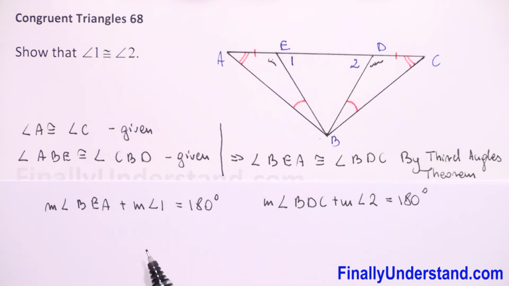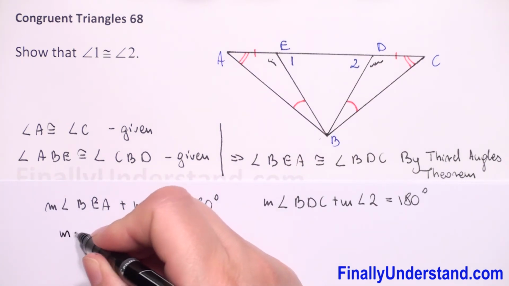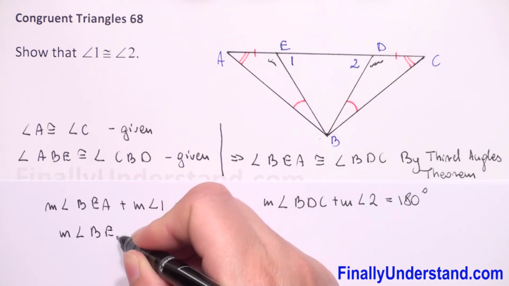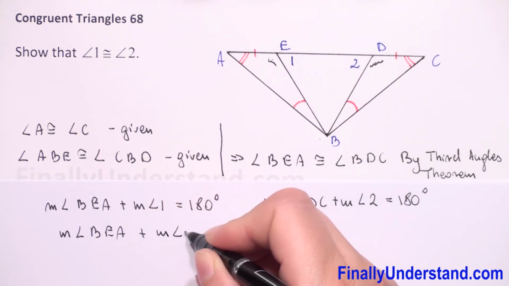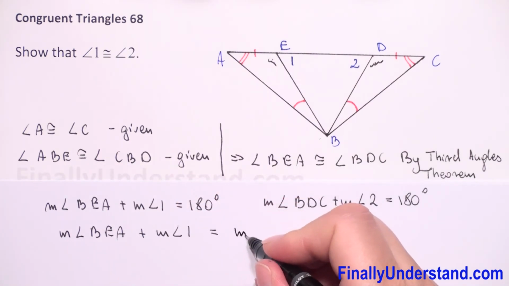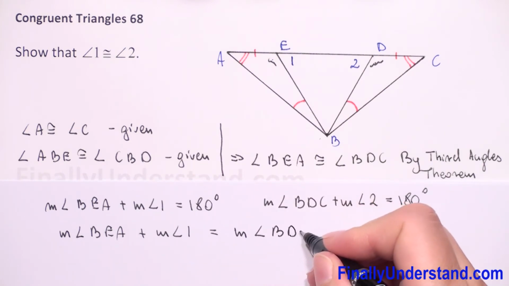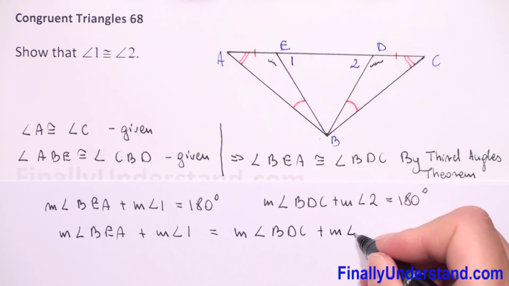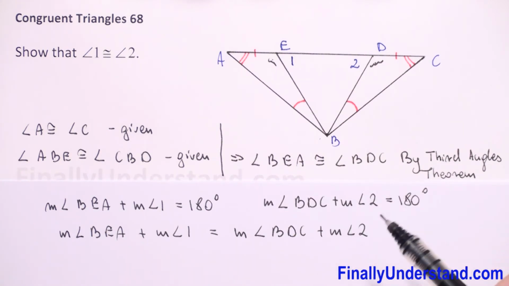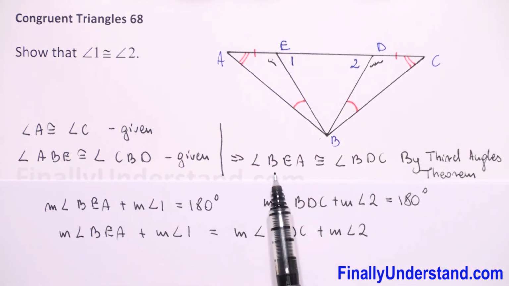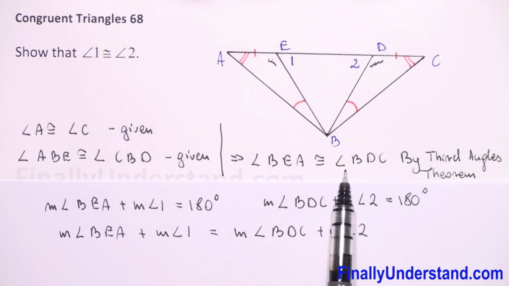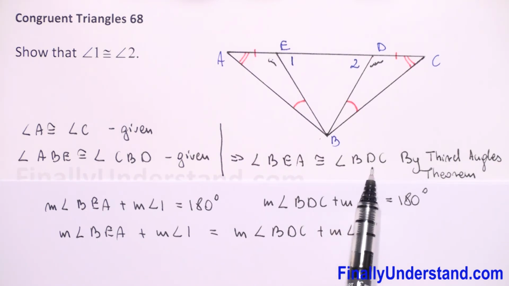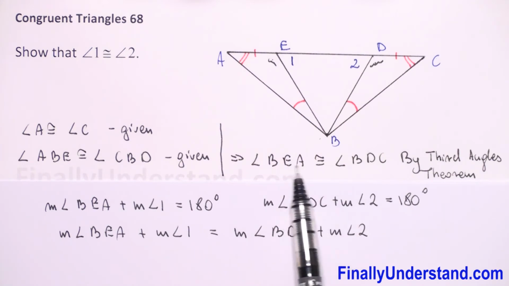So we can combine these two equations because on the right side we have 180 degrees. So we have that measure of angle BEA plus measure of angle 1 is equal to measure of angle BDC plus measure of angle 2. Note that angle BEA is congruent to angle BDC. It means that the measure of these two angles is equal.